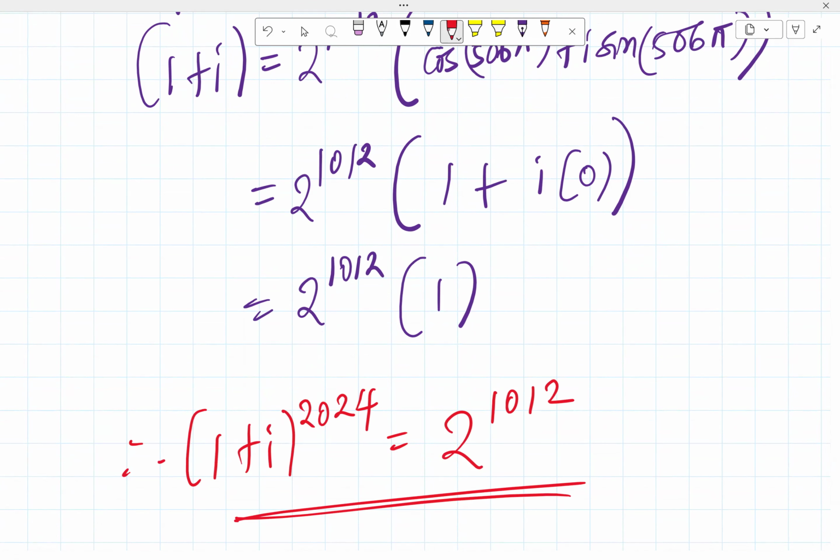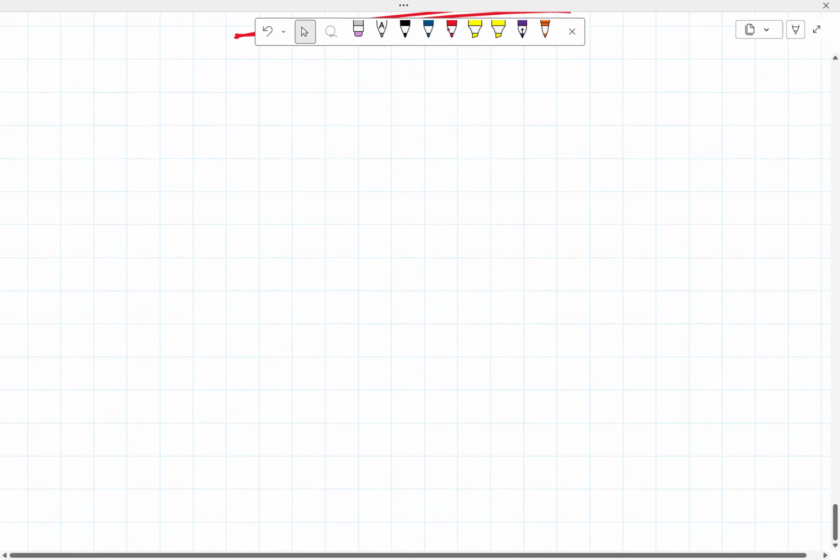If you try to do it algebraically, you're going to be there forever and ever. But it's good to know these fast ways. So let's go for problem 20 now.